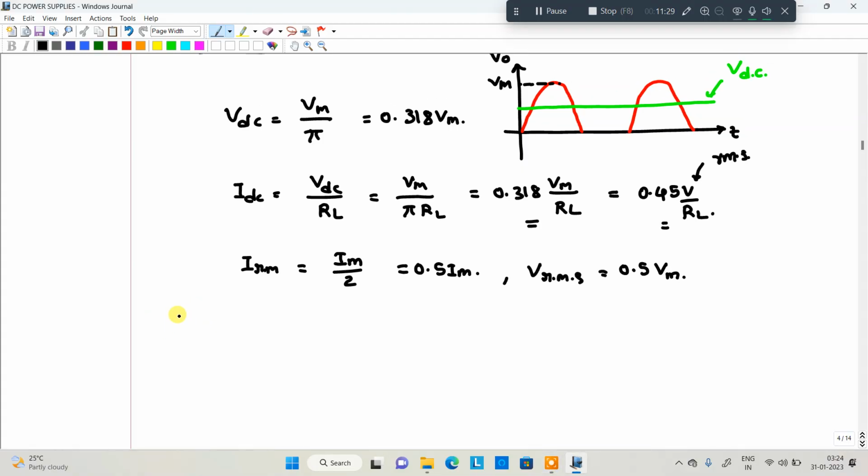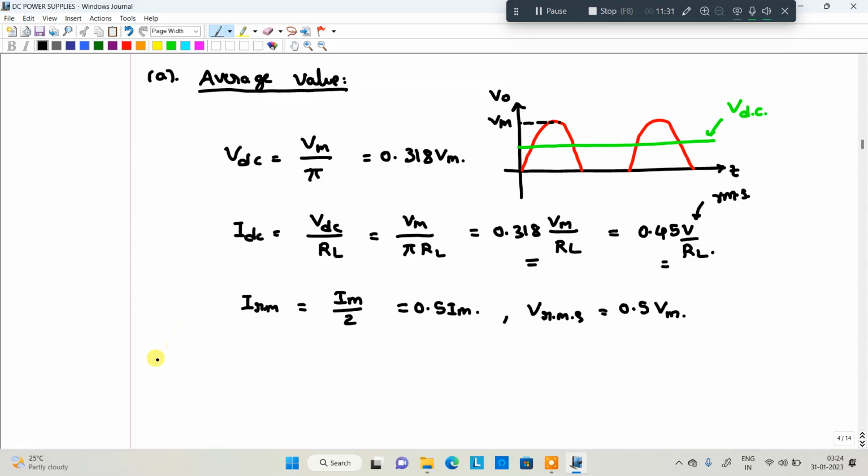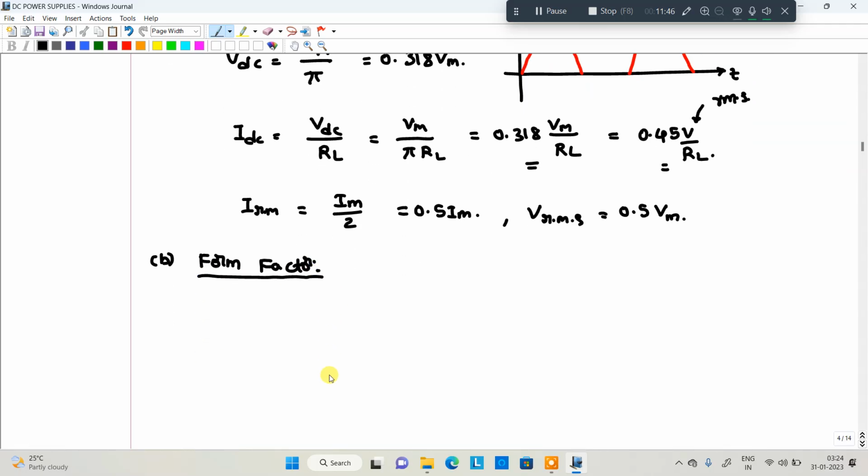So the second one: first we will discuss form factor. Form factor is also very important. Directly they will ask questions. Form factor, you know, is the ratio of RMS value divided by average value. So F is equal to RMS value divided by average value.